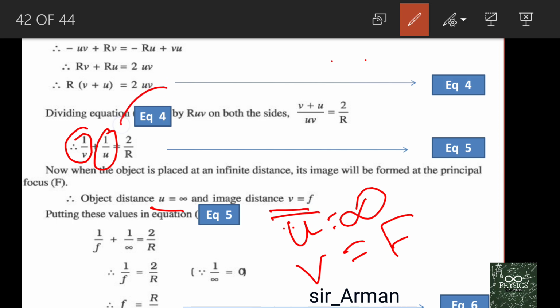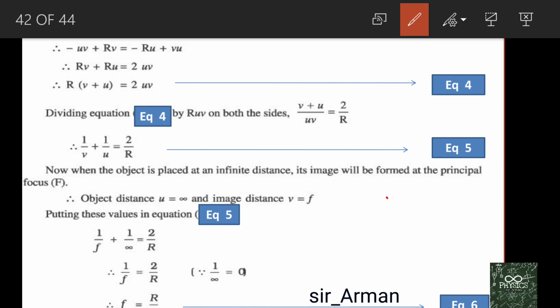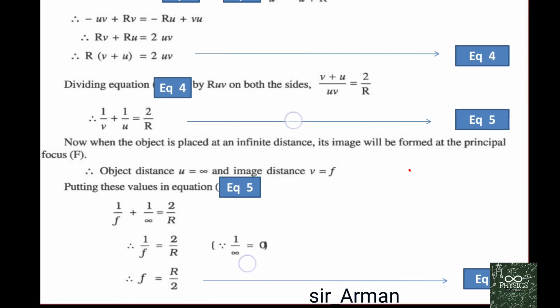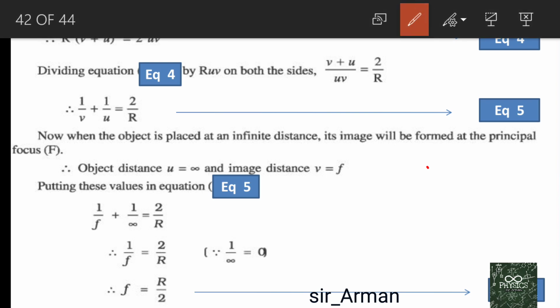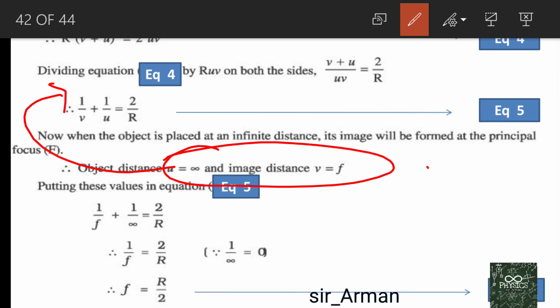So in this equation, if we put these two terms, here v is equal to f so 1 by f, and here u is equal to infinity, so it is equal to 2 by r. Now 1 by infinity is equal to 0. So what you will get here? See, f is equal to r by 2. What we have done here? Nothing. We have just put these two values in this equation, right? So by putting this, we get f is equal to r by 2.